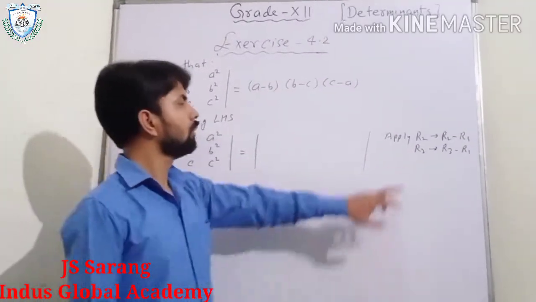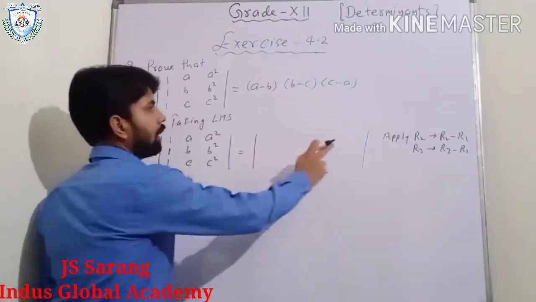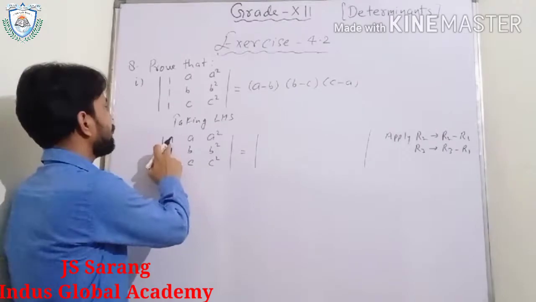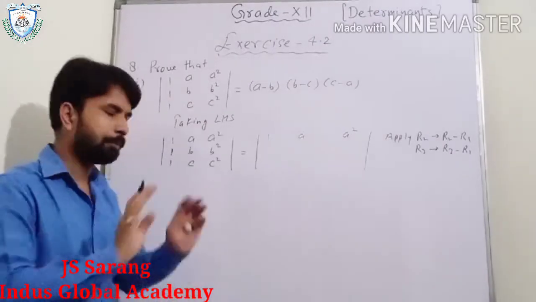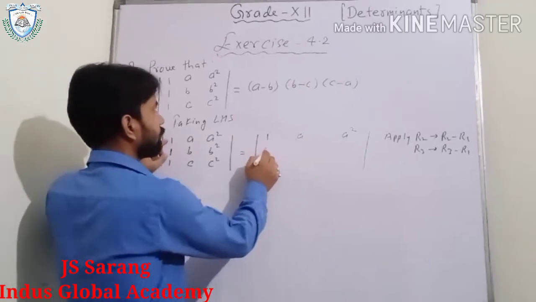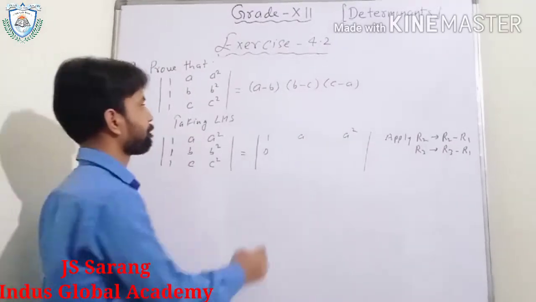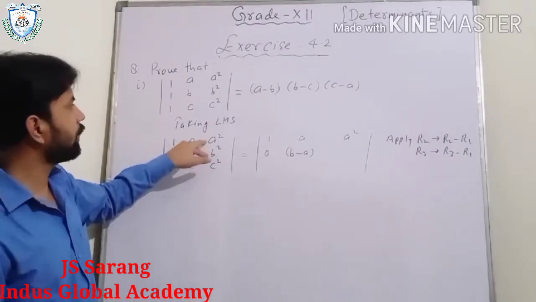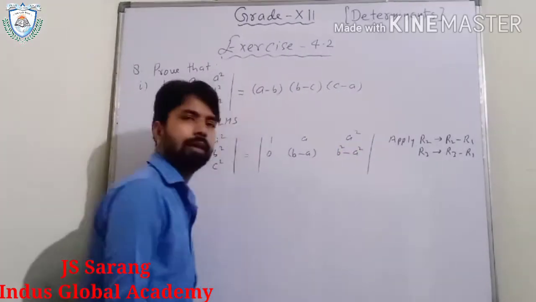Clear? So we have to write the operation which we are going to implement here. So see, operation is implemented in R2 and R3. So R1 will remain same. So first row is 1, A and A square. It will remain same. Now see, R2 minus R1. So 1 minus 1, 0. Now see, B minus A. Clear? Now see, B square minus A square.